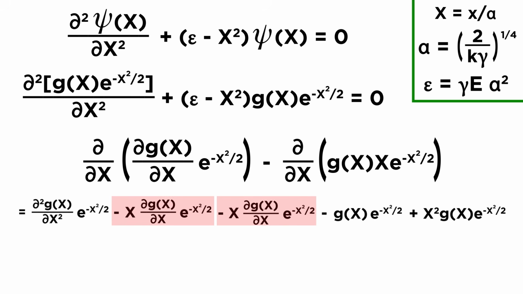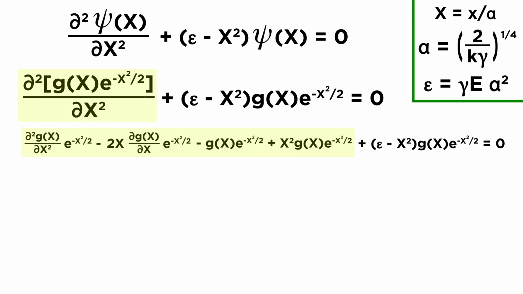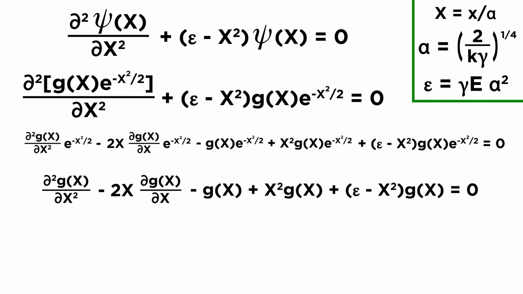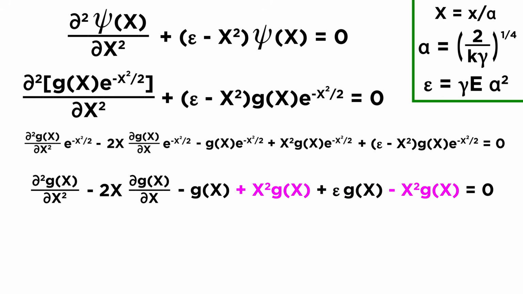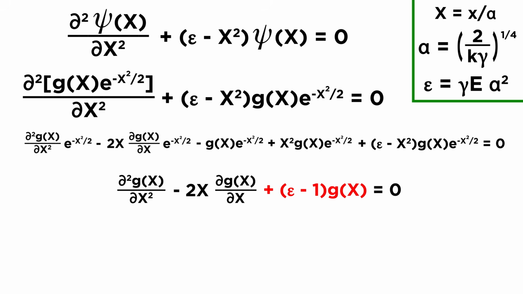Lastly, we do have one term that appears twice, so we can simply combine them, which means we just double it, or make this 2 big X instead of 1. Now let's plug this lengthy expression back into the Schrödinger equation. Dividing through by e to the negative x squared over 2 will simplify things a bit. Then, if we expand this parenthetical, we notice that these two terms add up to 0, so we can remove those. Then we factor g of x out of these two terms, and this is as simple as we can get it.